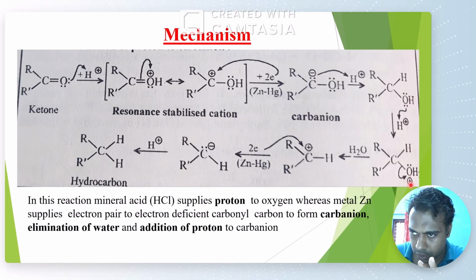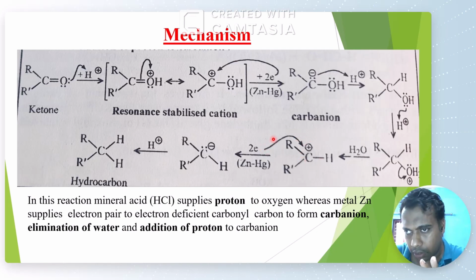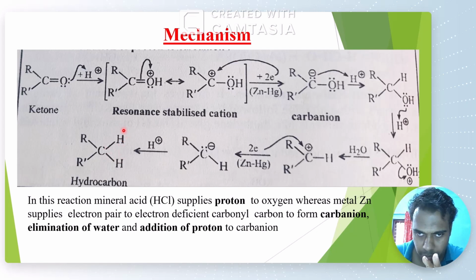After elimination, the carbon becomes positive. Then again two electrons are added, and it becomes negative. Finally, the protonation happens, and then it finally becomes a hydrocarbon.